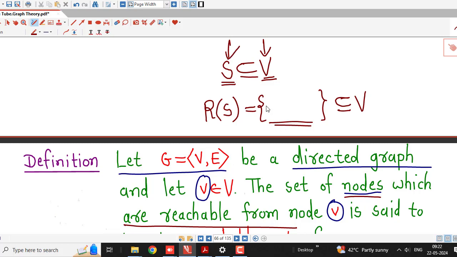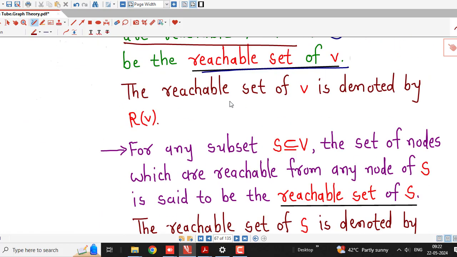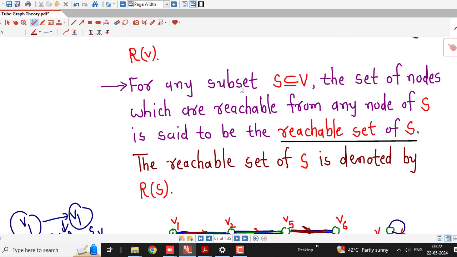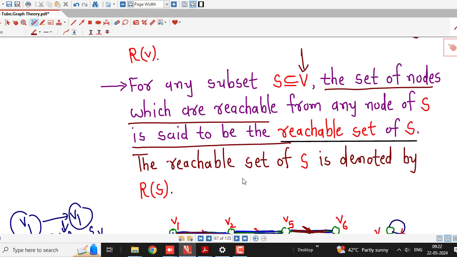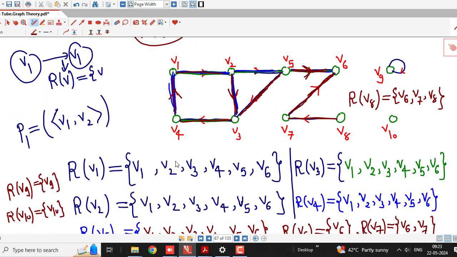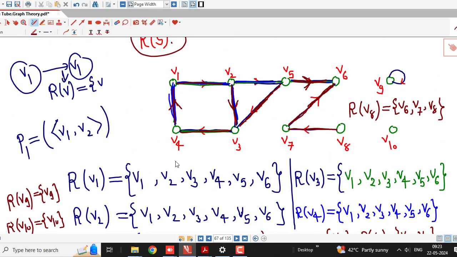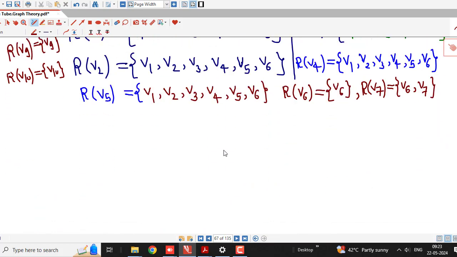The set of nodes which are reachable from any node of this set S is called the reachable set of capital S. So that is another definition for any subset S of a vertex set V. The set of nodes which are reachable from any node of S is said to be the reachable set of S, and reachable set of S is denoted by R of S. So we can talk about reachable set of a subset of vertex set also.